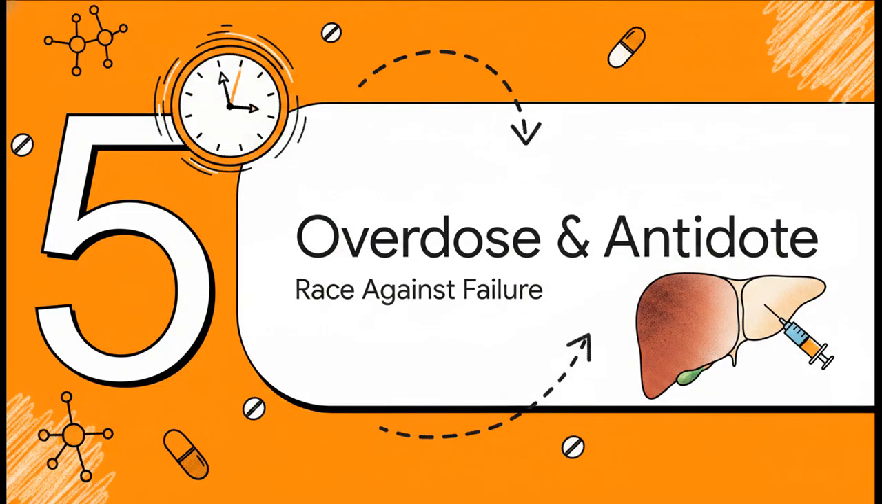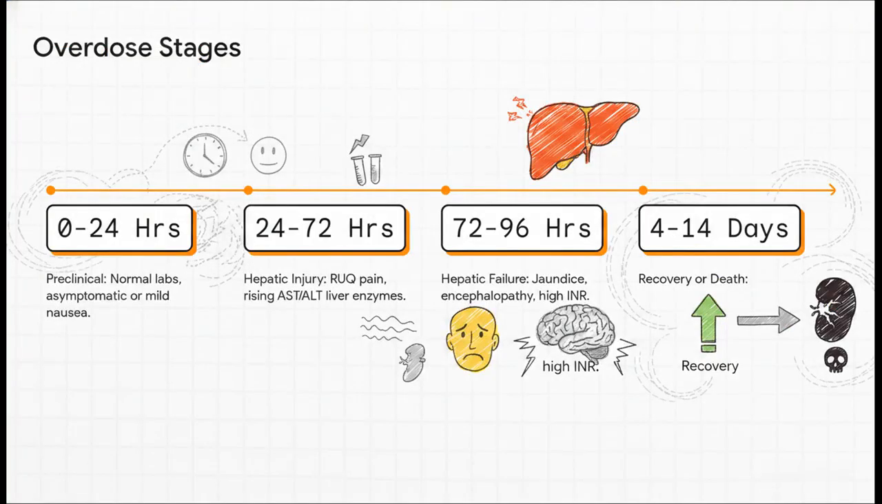This brings us to Section 5, Overdose Stages and the Antidote, the race against hepatic failure. Once a toxic dose is ingested, you are literally in a race against time. Notice the clinical timeline on screen. From 0 to 24 hours, you're in the preclinical stage. This is what we saw with our 22-year-old case study. Normal labs, asymptomatic, maybe some mild nausea.